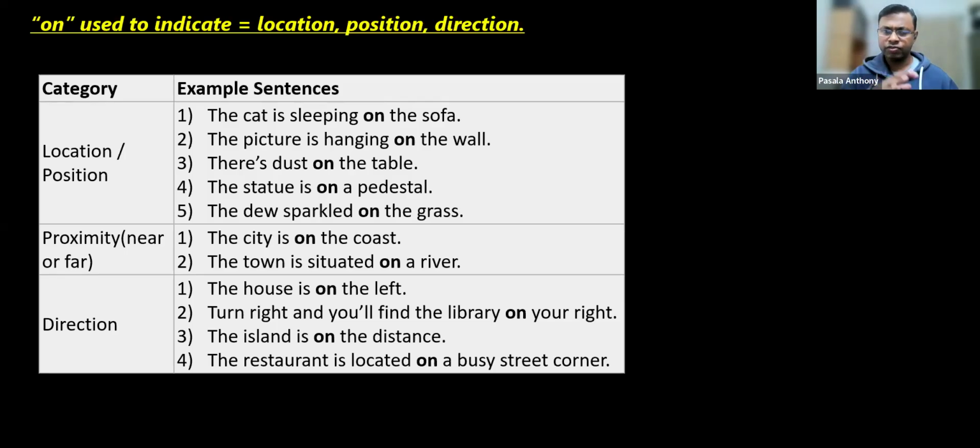First one is very easy, which we all know: on the sofa, on the wall, on the table, on the stand. All these things we know. The second one is the difficult thing we are learning here: on the coast, on a river. So how is it? The third one: on the left, on your right, on a busy street corner.